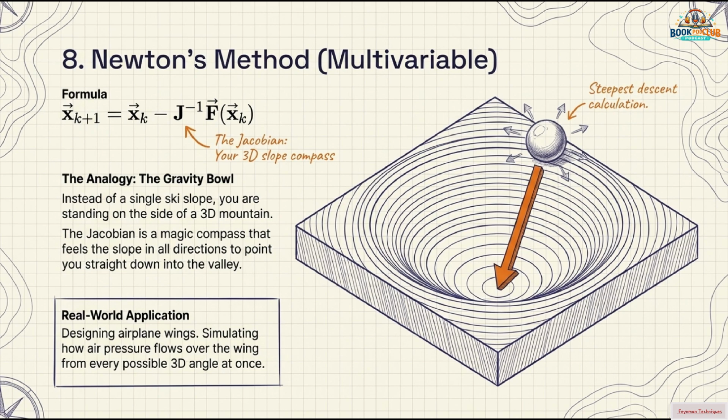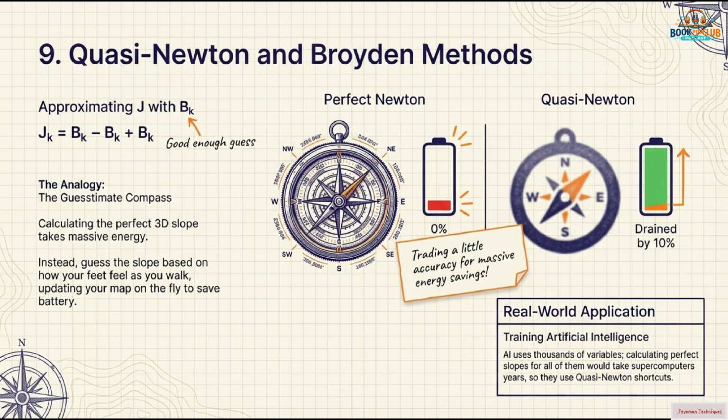You've hit on the exact bottleneck that limits modern computing. Yes, I knew it. Calculating a perfect Jacobian is incredibly computationally heavy. For complex systems, it would take a supercomputer years to calculate the perfect slopes for just one step. Wow. So what do they do? Slide 10 introduces the quasi-Newton and Broyden methods, which are basically mathematical shortcuts.